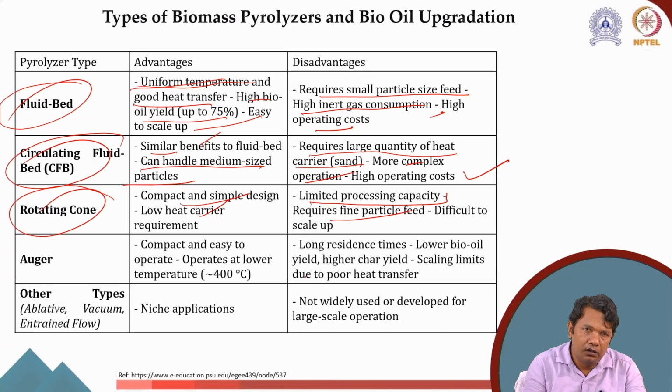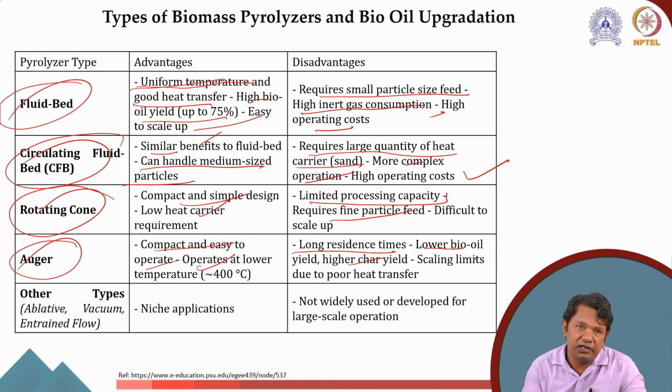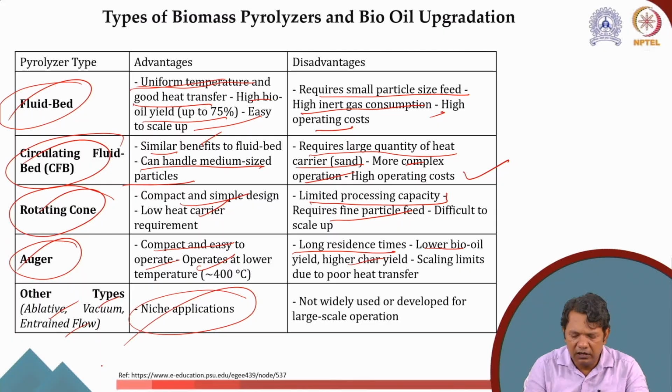Okay. If I talk about the auger, it is compact and easy, operates at lower temperature, but requires long residence time, lower bio oil yield, and high char yield. And it is also difficult to scale up because of the poor heat transfer. Mostly the heat transfer here happens via conduction. Okay. The others are ablative, vacuum, entrained flow. I said they have niche applications, but they are not widely used or developed for large scale operations.